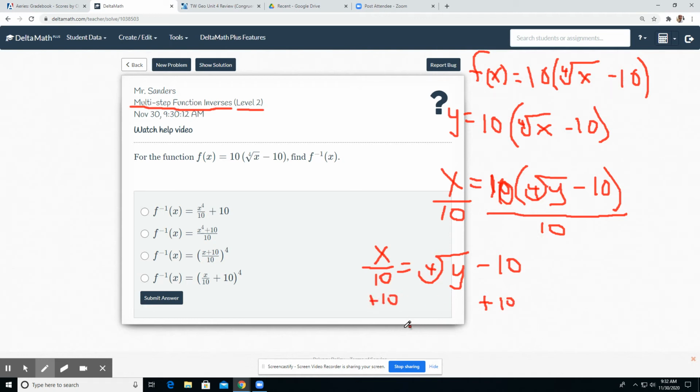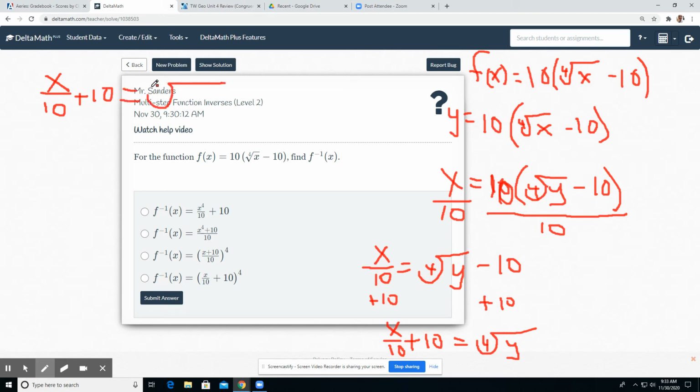We now have x over 10 plus 10 equals the fourth root of y. Okay. And what's the opposite of the fourth root? I'll just go ahead and rewrite it one more time. The opposite of fourth root is fourth power. Do that to both sides.